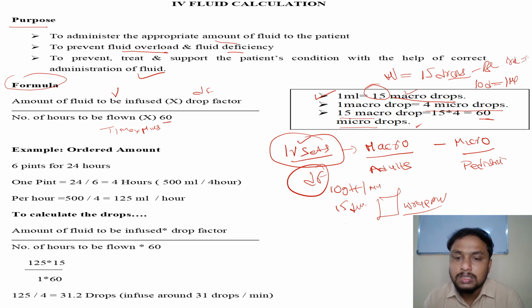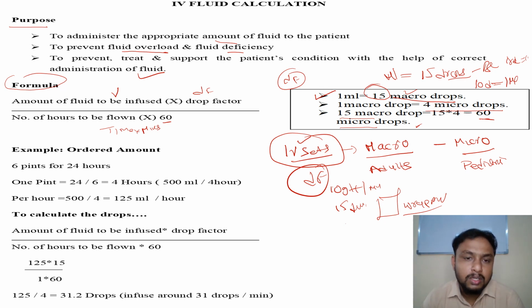Before infusing, check the IV set wrapper. That is the key for drop factor. Usually when you get a question in the examinations, they will give you the drop factor. They will say a certain fluid is to be infused in 24 hours or 12 hours or 5 hours, and your drop factor is 10 or 15 or 20, like this they will give you.